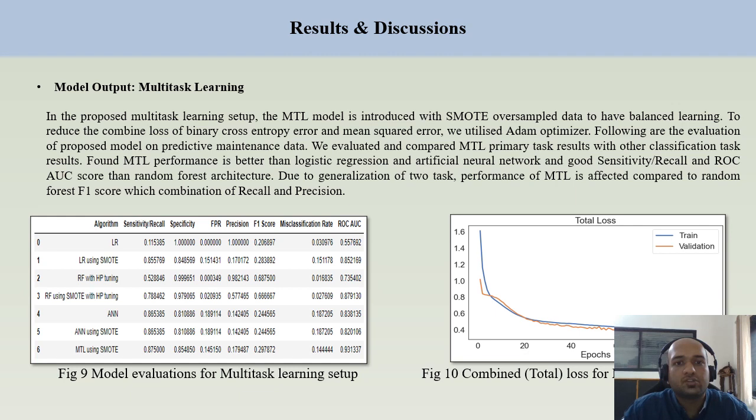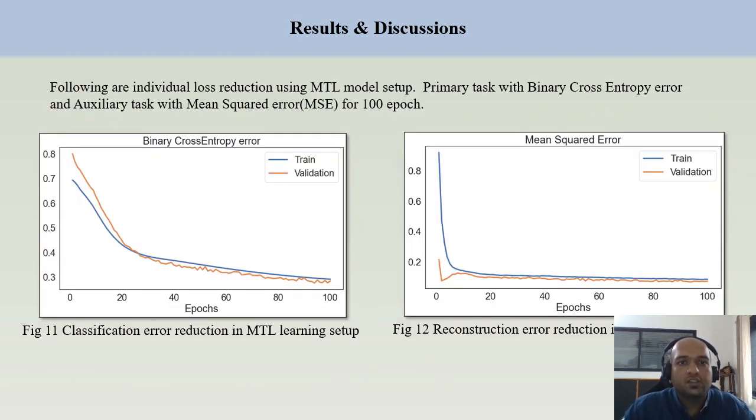The following figure shows the model evaluation of the multitask learning setup and the total loss reduction in the multitask learning setup. This slide shows individual loss reduction using the multitask learning setup: classification using binary cross entropy, and reconstruction of input using mean squared error.